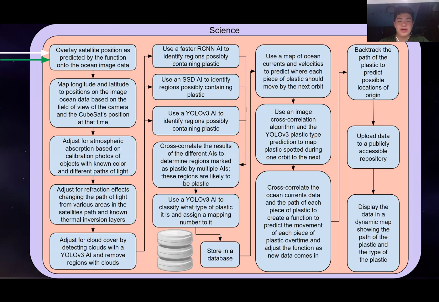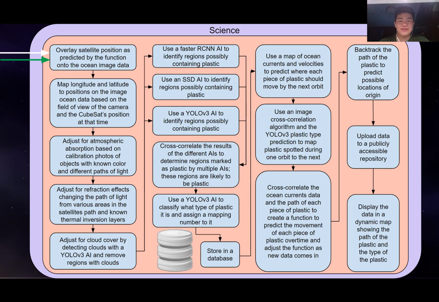After that, we adjust for atmospheric effects and use a YOLO V3 AI, since it's fast and relatively efficient, to remove clouds. Once that's done, for the actual identification of the plastic, we use 3 different AIs, a Faster RCNN AI, an SSD AI, and a YOLO v3 AI in order to detect plastic and cross-correlate the results for higher accuracy.